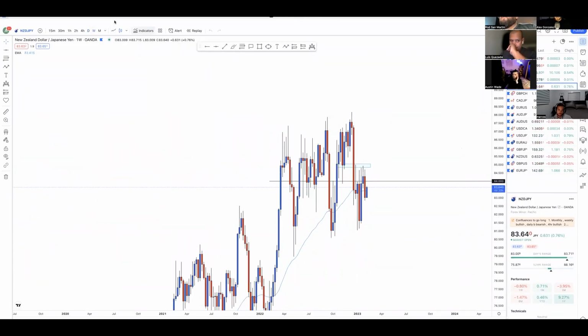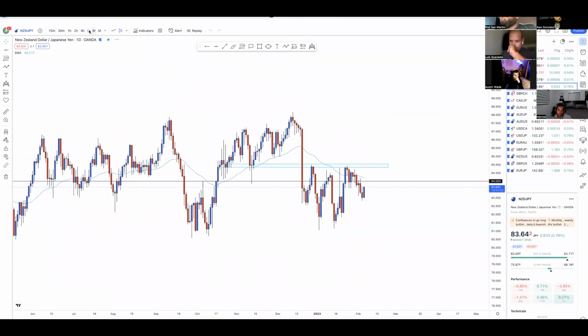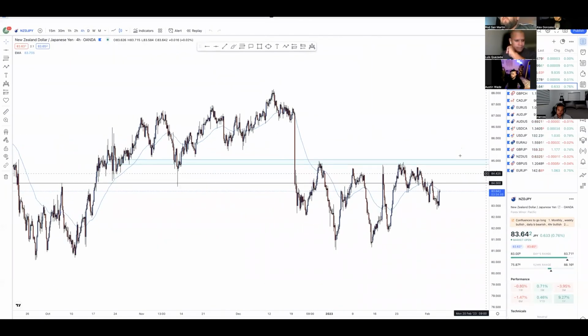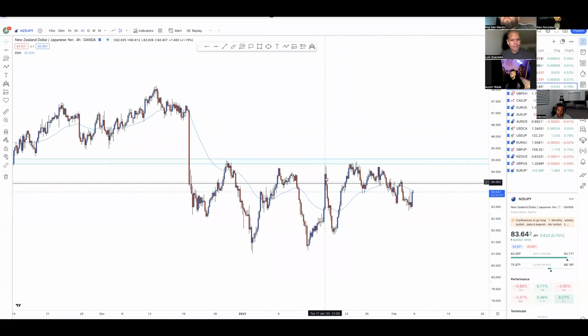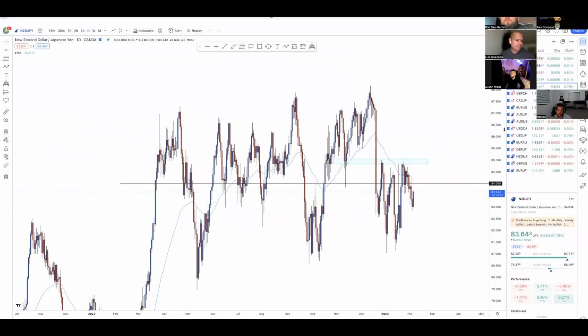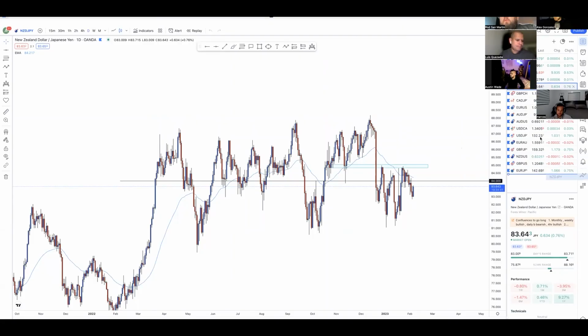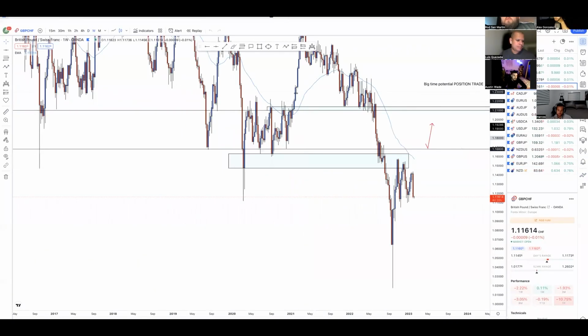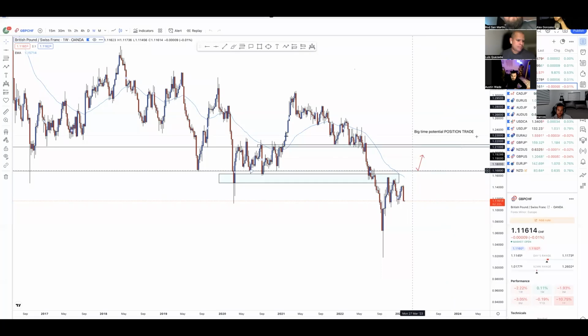NZDJPY looks very similar to GJ. Literally copy paste what GJ looks like. But we look decent. Lower, higher low. 4 hour is bullish. Daily is bullish. I'm good. GBP CHF, this is so annoying. I love this pair, but it's got to get above here. Throw it to the bottom.